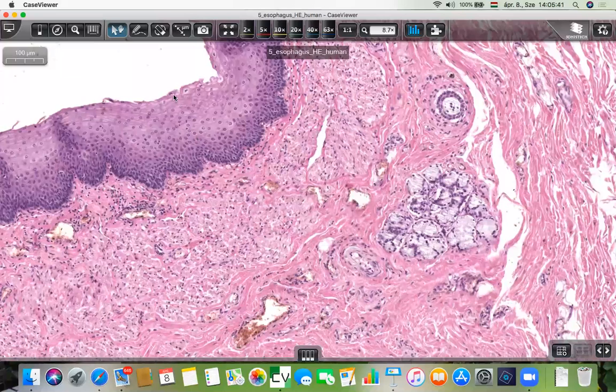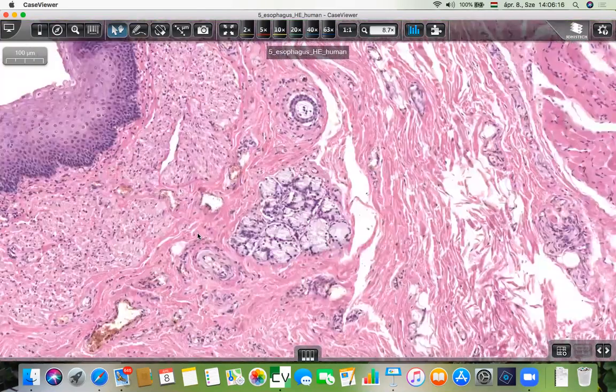Here we have the epithelium mucosae, which is stratified squamous non-keratinized epithelium. That is the lamina propria, which is moderately dense connective tissue with lymphoid elements. And then we can see the muscularis mucosae, which is a thick smooth muscle layer with longitudinal smooth muscle fibers. Underneath the muscularis mucosae, we can find the submucosa.